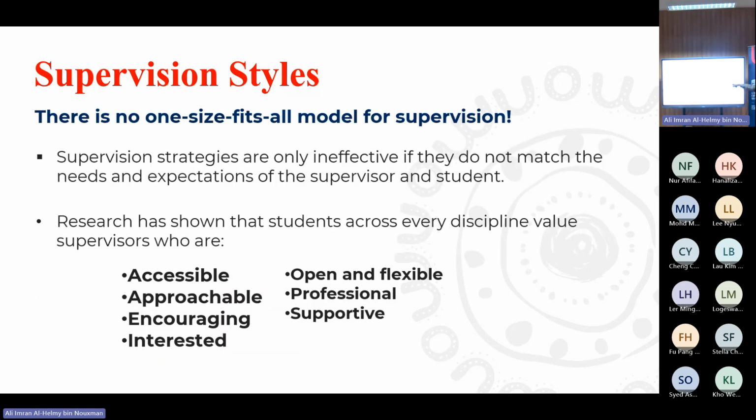Based on research, students across every discipline want supervisors who are accessible. Email when they want to see you. Of course, if you have no class, you can also appoint another slot. Sometimes they write, I would like to see you today, 12 noon. Of course, you can't if you have class, but suggest another slot: I'm sorry, I have class today, can you come tomorrow at 10? They might have class tomorrow at 10, so discuss the slot. So, approachable.